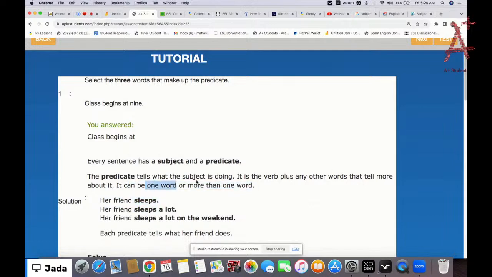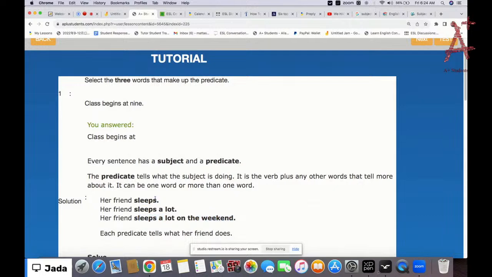It can be one word or more than one word. Now, her friend sleeps. Her friend sleeps a lot. Her friend sleeps a lot on the weekend.